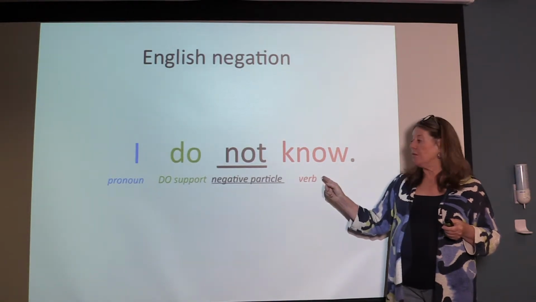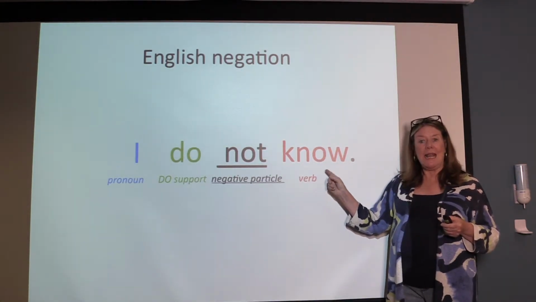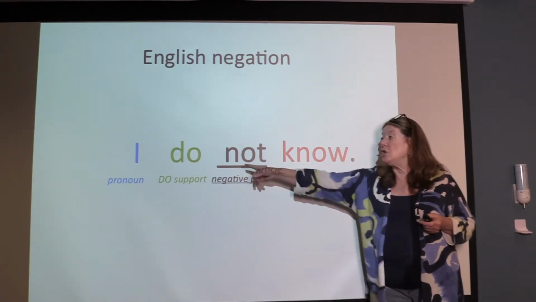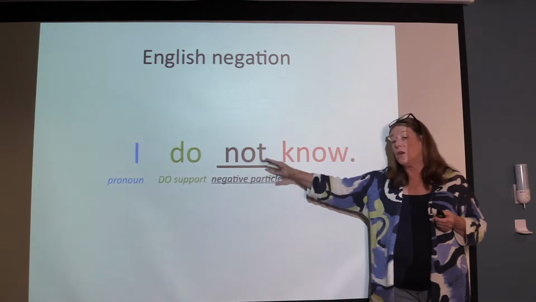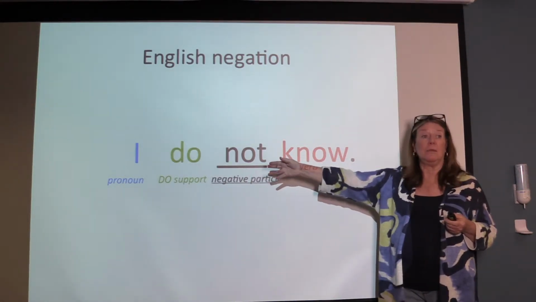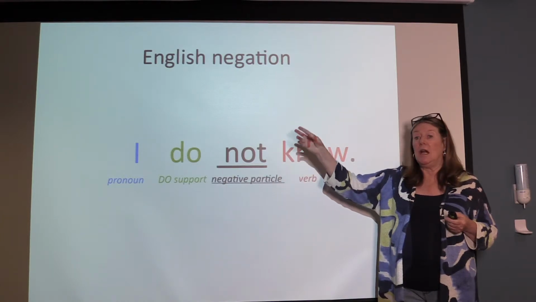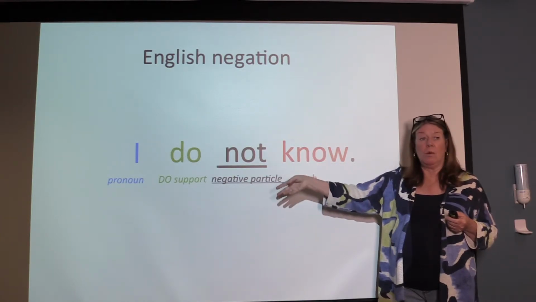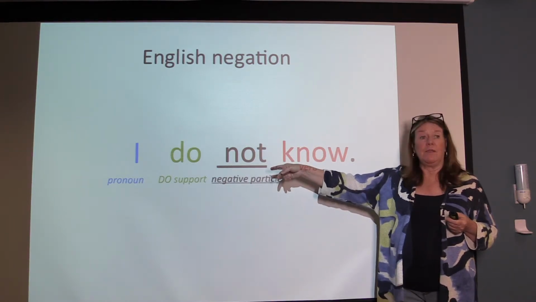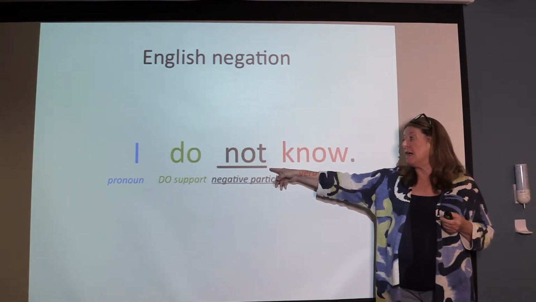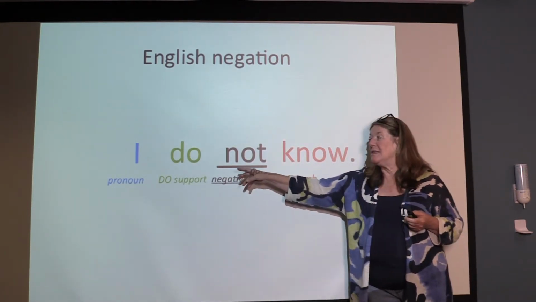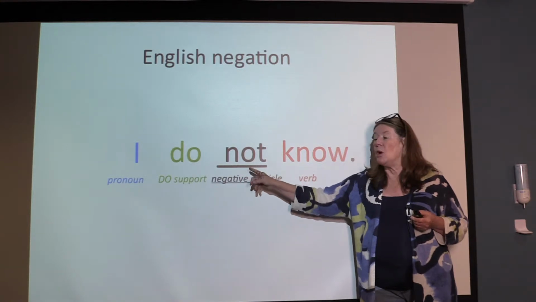Turns out in English, verbs like know can't do negation by themselves. They need help. So they get do support. So if you're going to negate, most verbs in English are going to need a do. I don't teach, I don't know, I don't walk down the street, I don't drive that car anymore. You have to have the do support, and then you have the negative particle. And I'm not even getting into the fact that you contract this. I don't know.